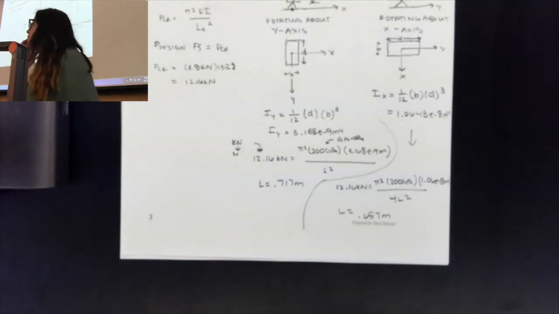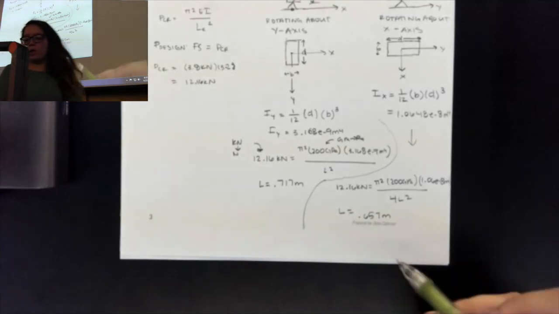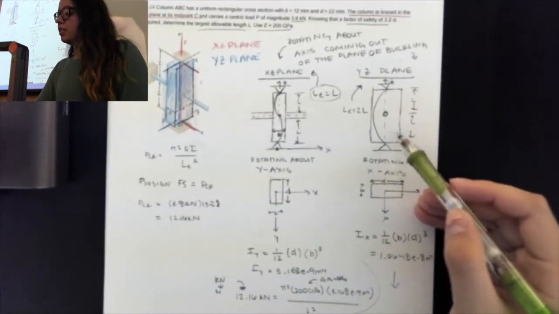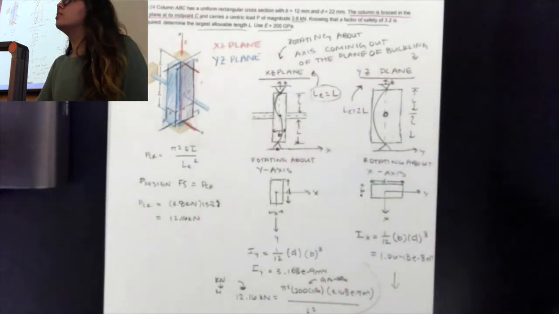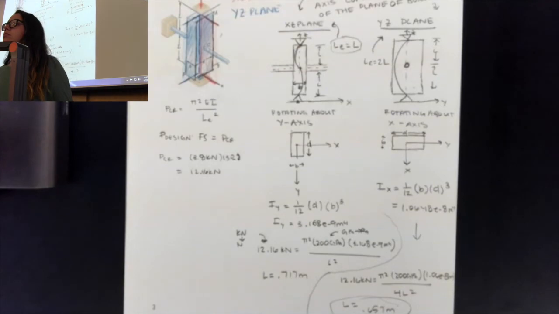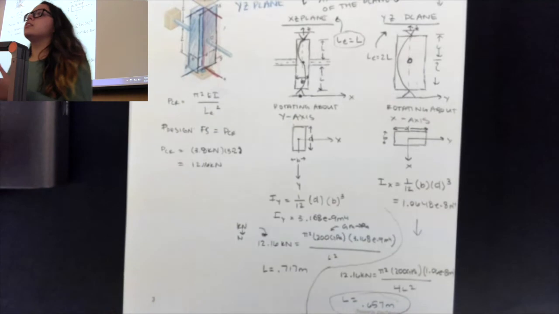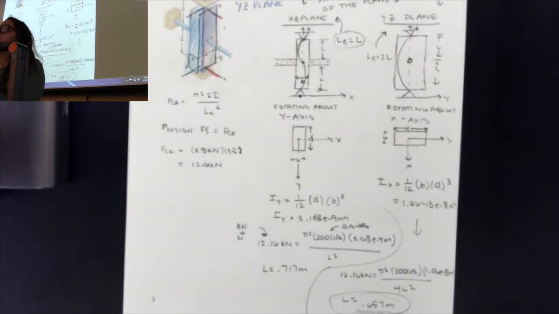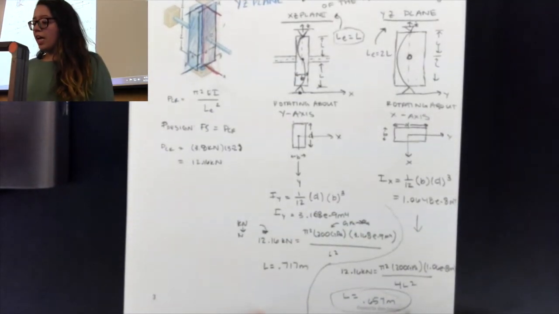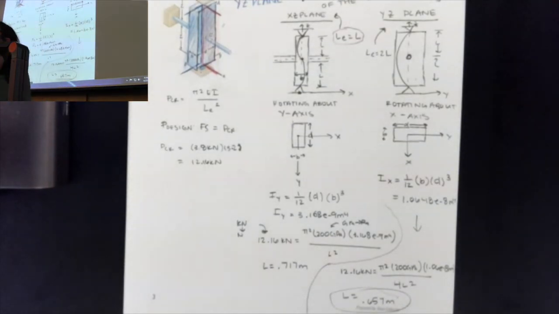So I got two L's. Which one should I use? The smaller one, right? We're going to pick the smaller one. This is telling me that in this plane, at the load that they gave me, anything bigger than 0.657, I'm going to have buckling. I might not have buckling in this other plane over here, but it doesn't matter. It's still attached to each other. It's all one column. So when we apply that load, we're going to have buckling at any length larger than this. So we have to pick the smallest one, just like we've done before. Questions?